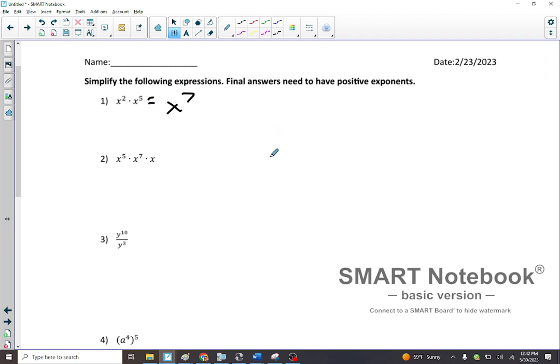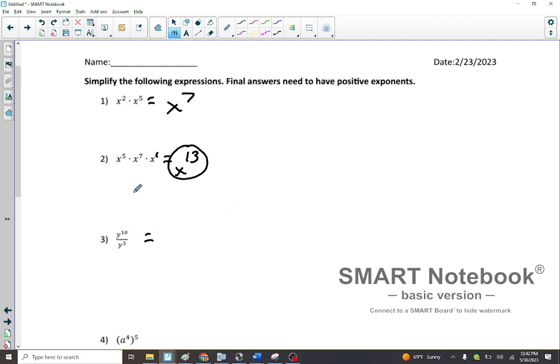This is where I kind of go along. This one, remember, if you don't see an exponent, it's a 1. So 5 plus 7 plus 1. Some people forgot the 1 in the past. 6 plus 7, 13. x to the 13, I should say. Not just 13, x to the 13.